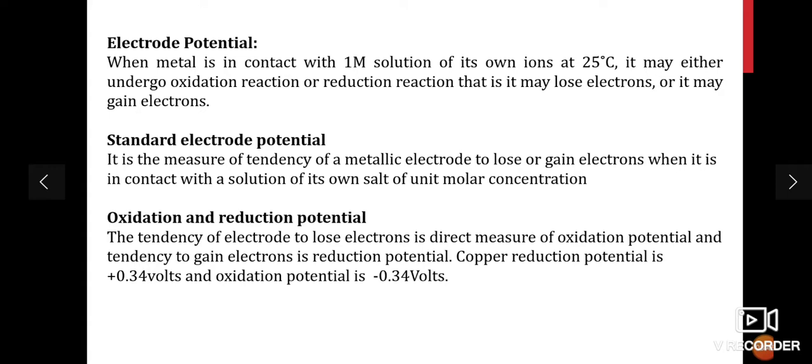Before explaining the electrode potential, let me tell what are the substances which allow electric current to pass through them. They are called conductors. So what are conductors? The substances or materials that allow electric current to pass through them are called conductors. Examples: metals, graphite, some fused salts, aqueous solutions of acids, bases and salts behave as conductors.